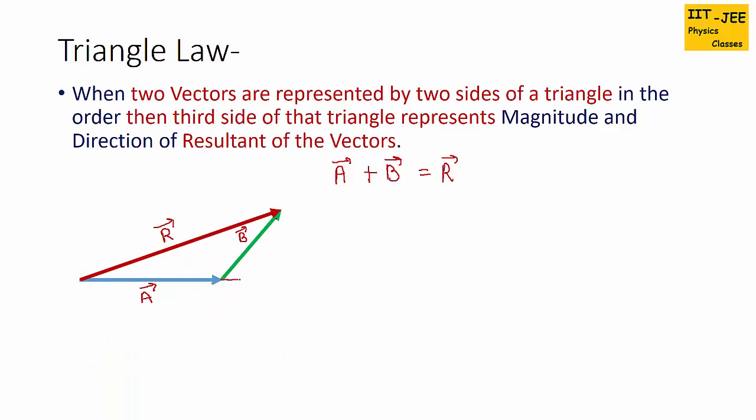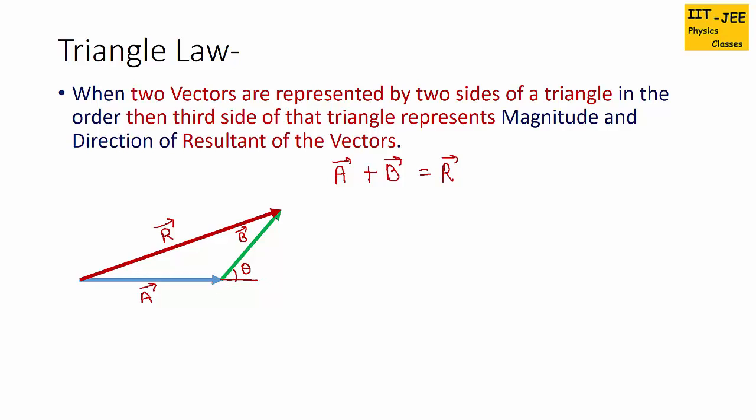And suppose vector a makes the angle theta with vector b. So the angle between these two vectors a and b is theta. So let's find the magnitude and direction of this resultant vector r. You can see a is a horizontal vector and b is an angled vector. That means it's making an angle theta with the x-axis.